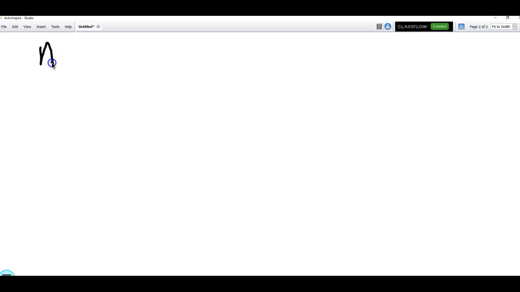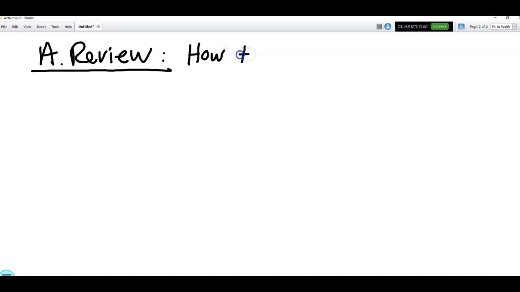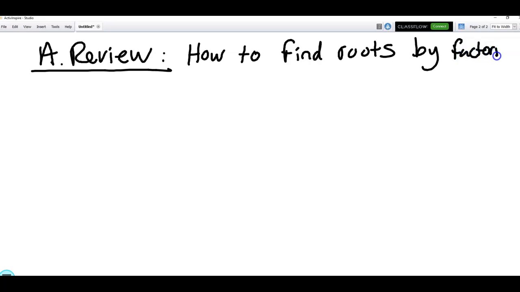All right, so let's review for a second here. Something we've already talked about, guys, is how to find roots by factoring.